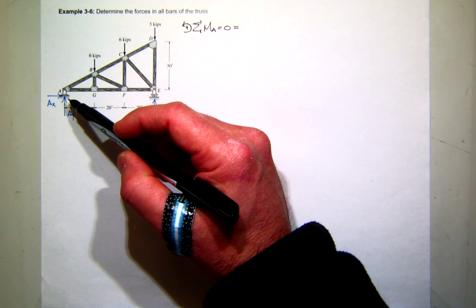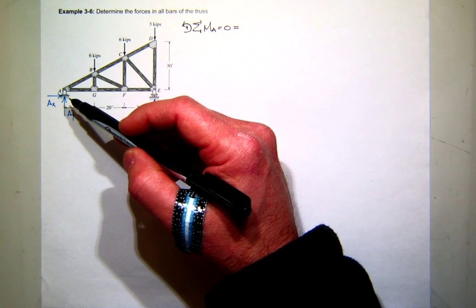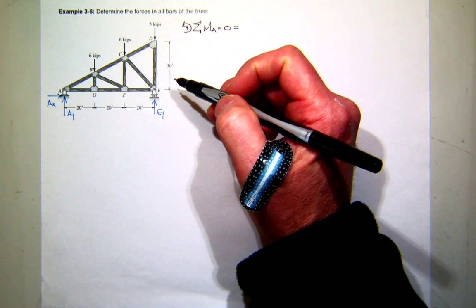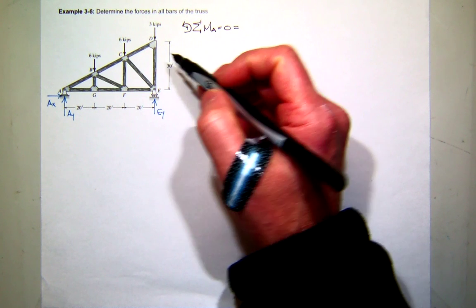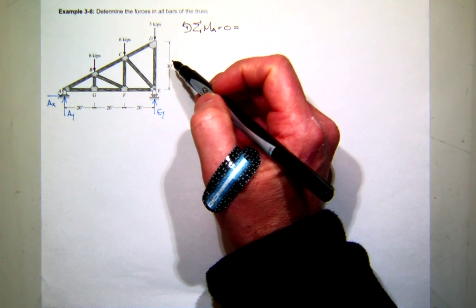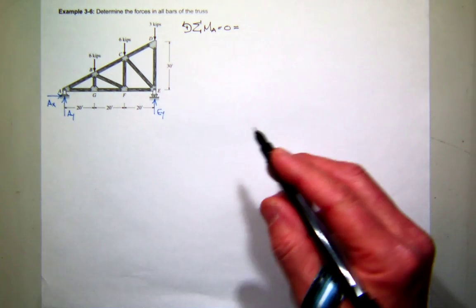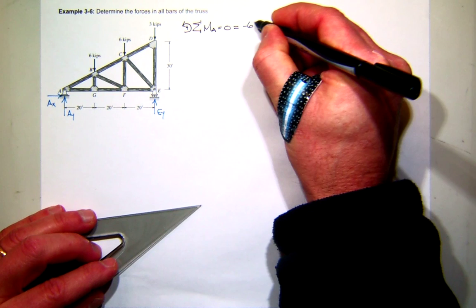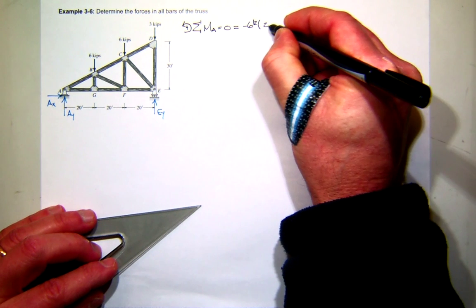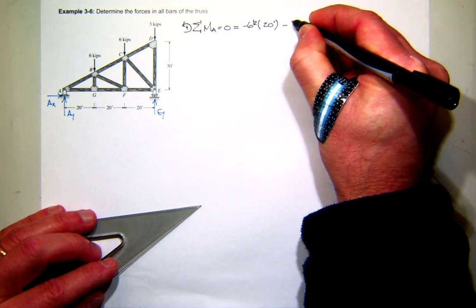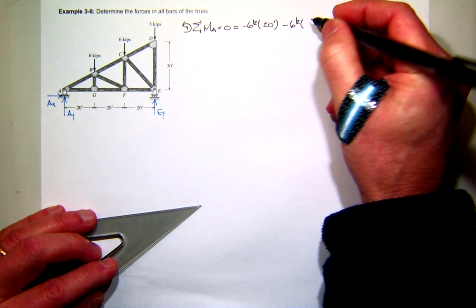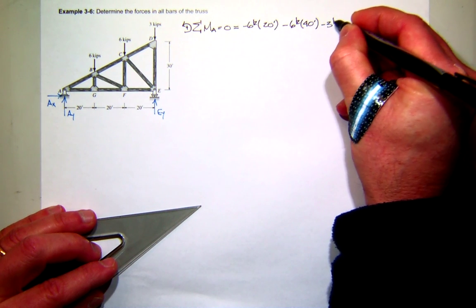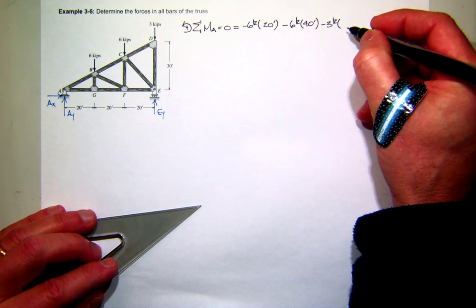About A, what kind of moment do they create, positive or negative, with right-hand rule? The downward force? Yeah, all these forces, what kind of moment do they create? Positive or negative? Negative, right? So first one, I'll start here and move to the left, so that'll be 6-kip force with a moment arm of 20 feet, minus 6 kips with a moment arm of 40 feet, and then minus 3 kips with a moment arm of 60 feet.